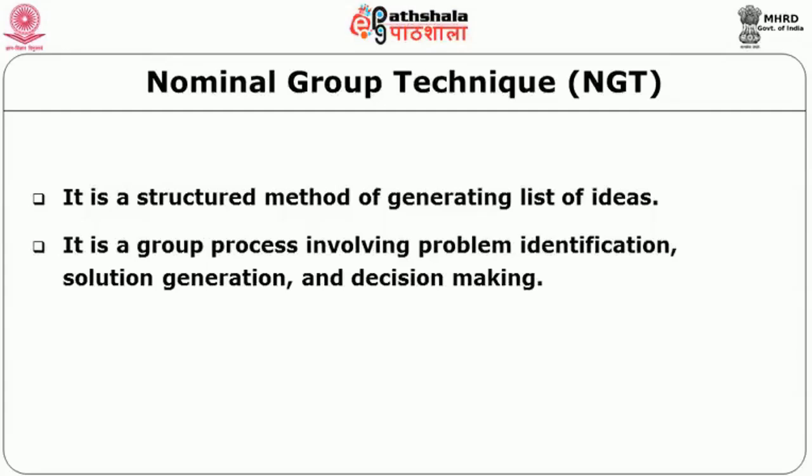It is a group process involving problem identification, solution generation and decision making. So first the problem is identified, then solutions are generated. In the process of solution generation, all group members are involved in finding the solution of the problem. Then the group members give their ideas about those particular solutions of the problem, and the final decision is taken by considering the ideas given by the group members.